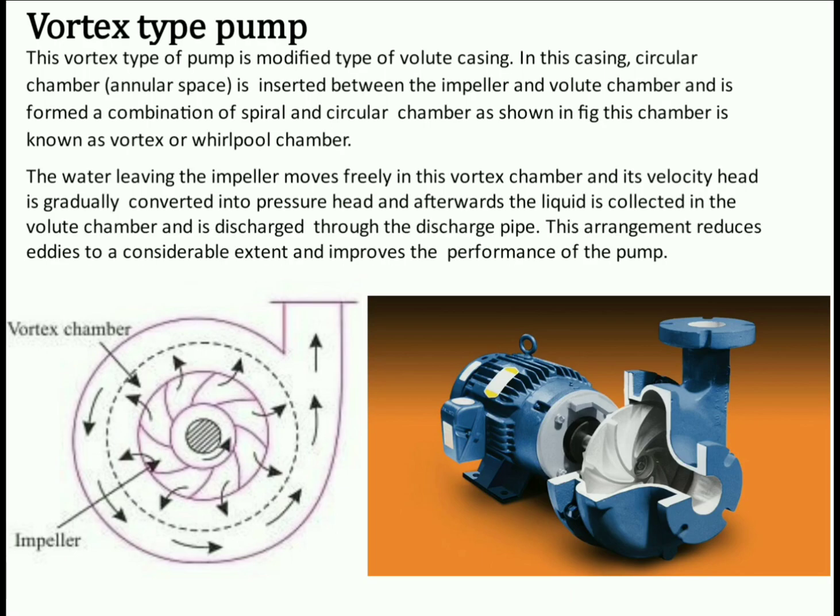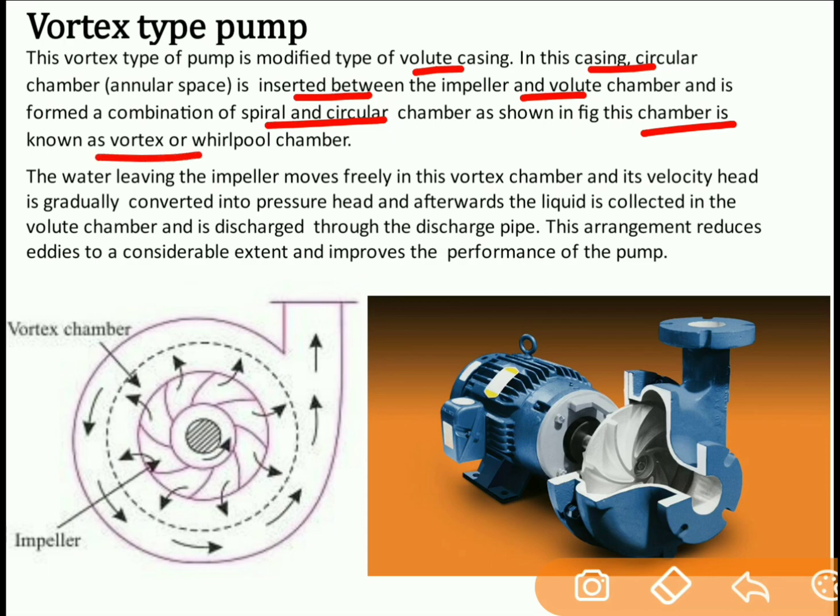Now the vortex type of pump is a modified form of volute casing. In this casing, a circular chamber is inserted between the impeller and the volute chamber, and it is formed by the combination of spiral and circular chamber as shown in the figure. This chamber is called the vortex or whirlpool chamber.